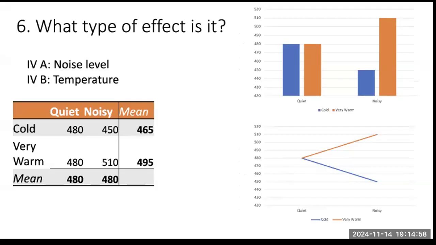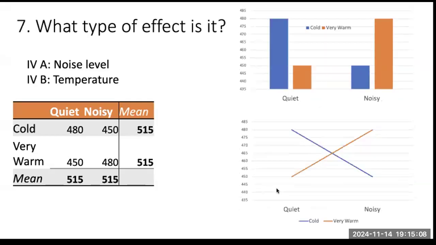Interaction and only a main effect on temperature. That is correct. All right, last one. So here, looking at the data, are there any main effects? No. Correct. Is there an interaction effect? Yeah, there is. So it is possible to have interaction effects, but no main effects.